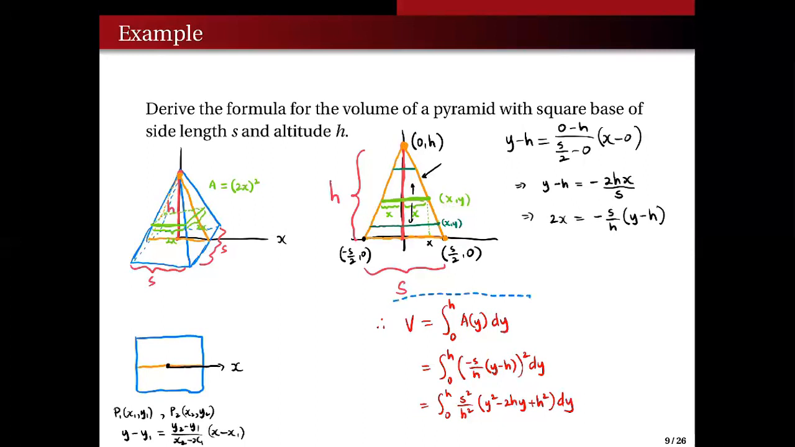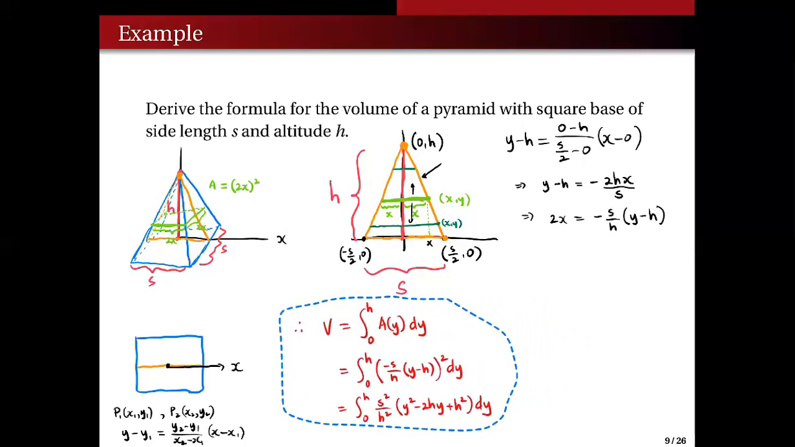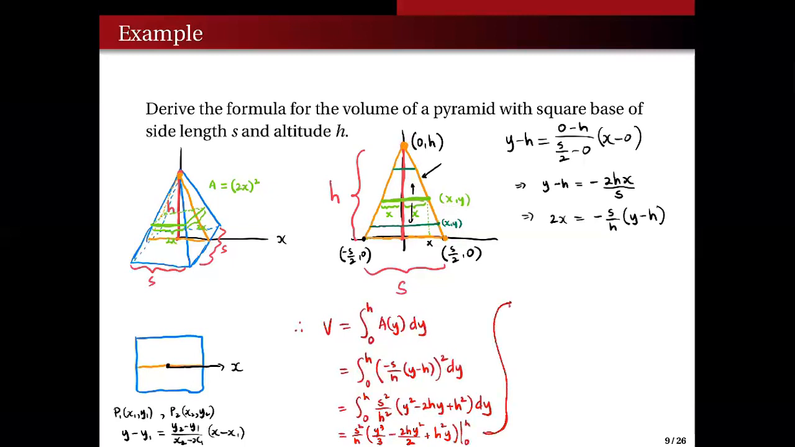And then we integrate this. We can take out the constant s squared over h squared. Then integrating, we will have y cubed over 3, minus 2hy squared over 2, plus h squared y. We evaluate this from 0 to h.